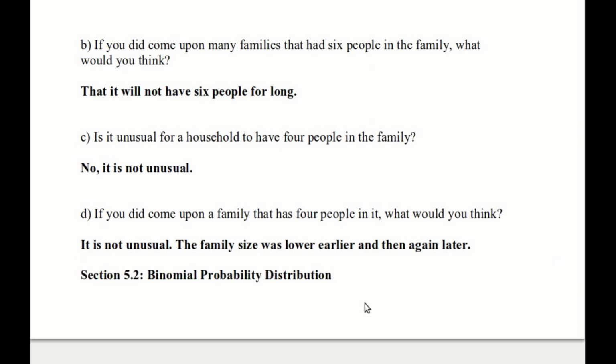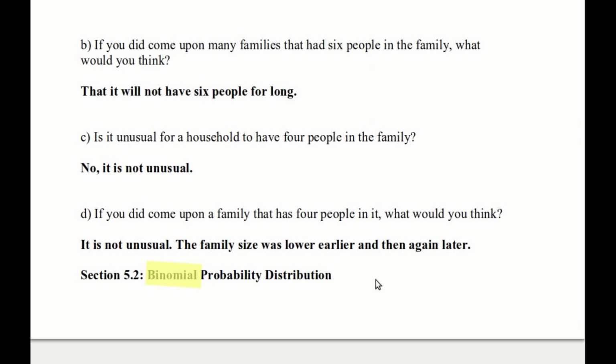So our next section is 5.2, and now we're looking at a different kind of discrete probability distribution. We're looking at a binomial probability distribution. We saw a little foreshadowing of this with the orange tree question in the handouts. We're now developing this idea fuller.